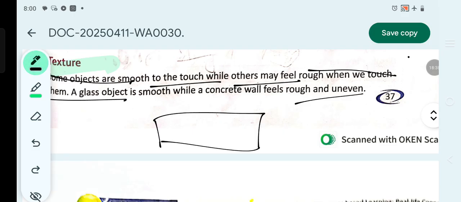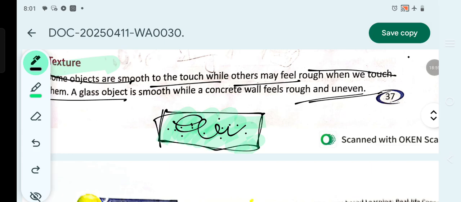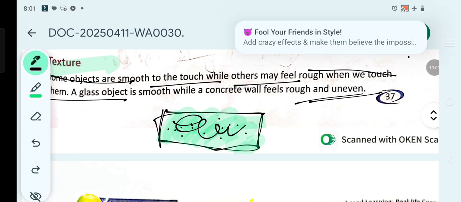But if you touch a concrete wall or a rough rock or anything that's rough, you will feel a bit of roughness. Like suppose this is a brick and you just move your hand over it, don't you feel any roughness and unevenness? You will, because it is uneven and rough.